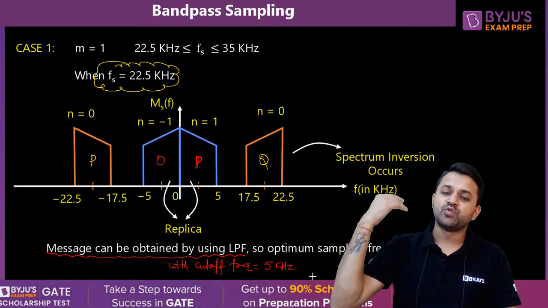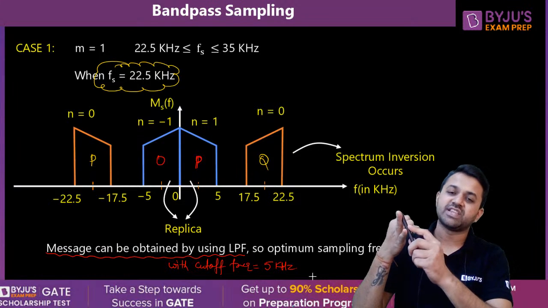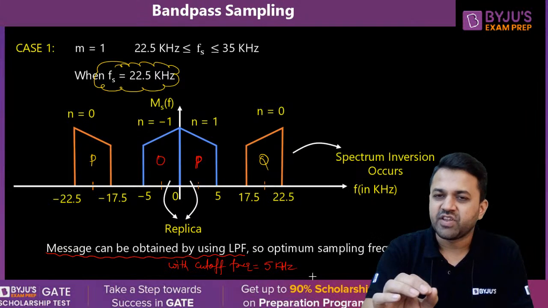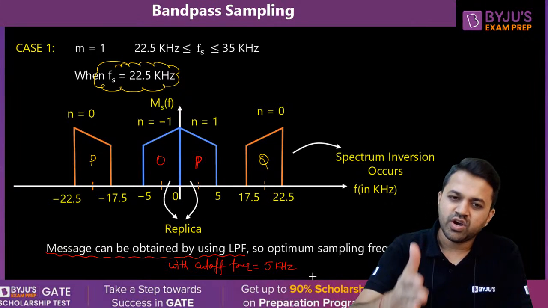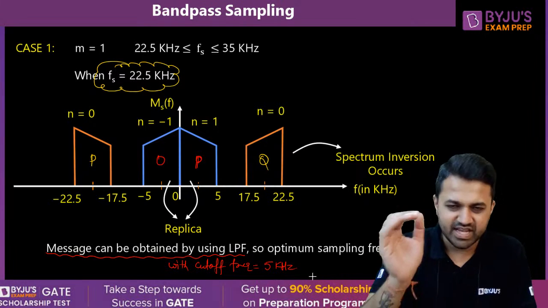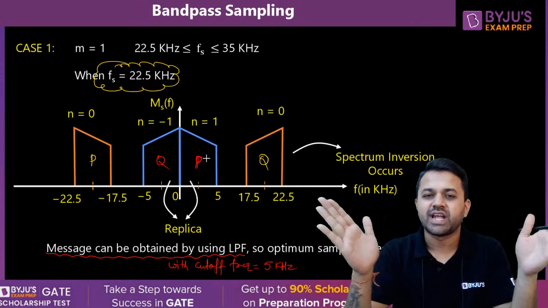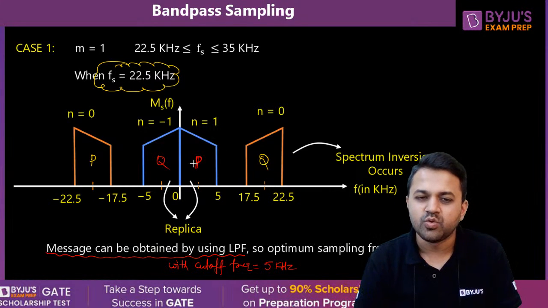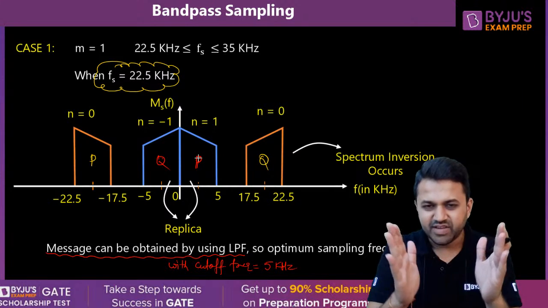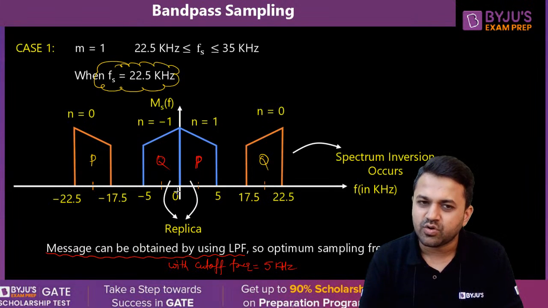Previously you were using 22.5, then you were using a low pass filter with cutoff frequency 17.5. But when you choose the sampling frequency 22.5, your low pass filter has the cutoff frequency 5, which is very less. And another important point is, now there is no gap between the P and Q. That means you are not wasting the bandwidth now. You are not wasting the frequency gap. So this P and Q you are getting exactly at 0.